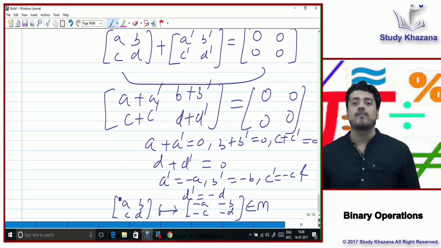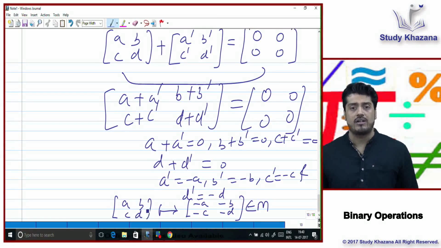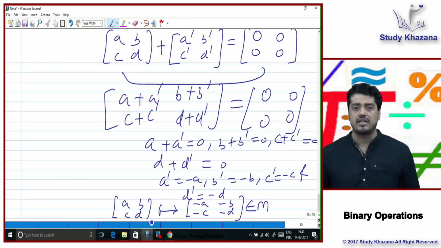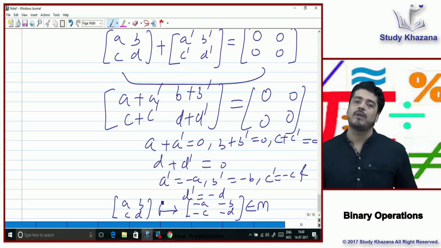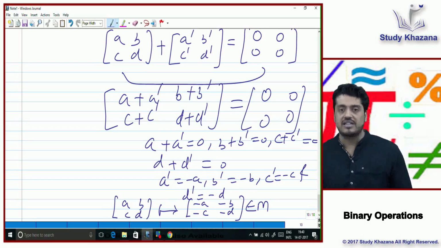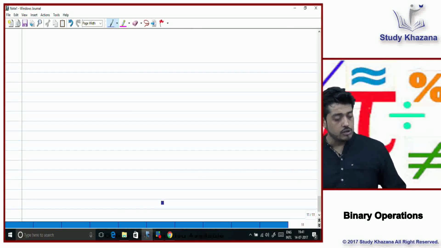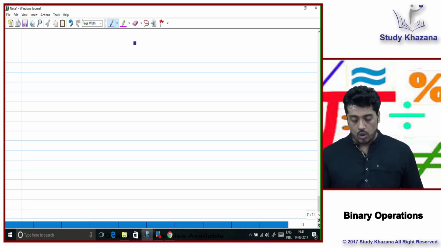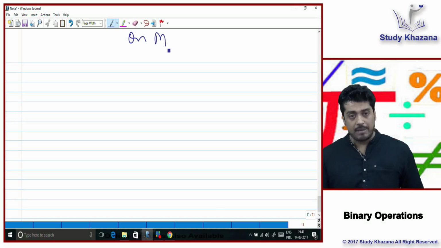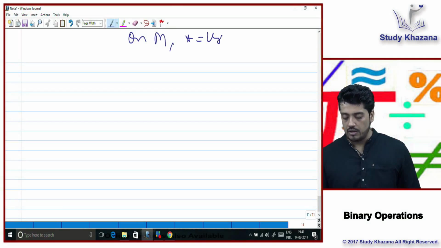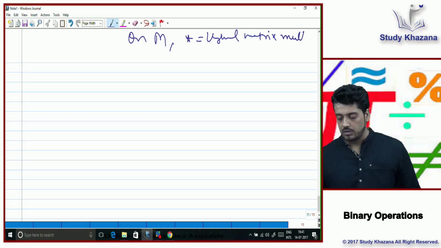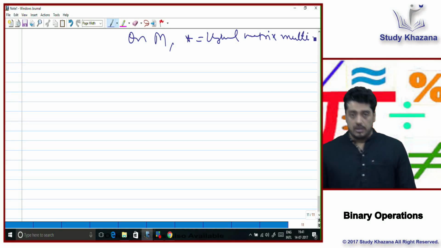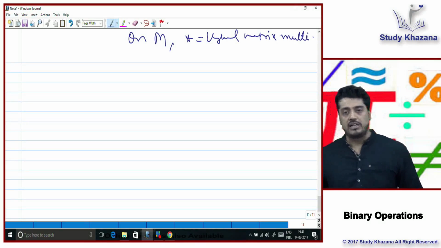So I have found the inverse of any square matrix of order 2, A, B, C, D, where entries are real, as minus A, minus B, minus C, minus D. So this is my first example. Now, I have also told you about usual matrix multiplication as a binary operation. So again on M, the same M which I defined in the previous example, let us take star as usual matrix multiplication.